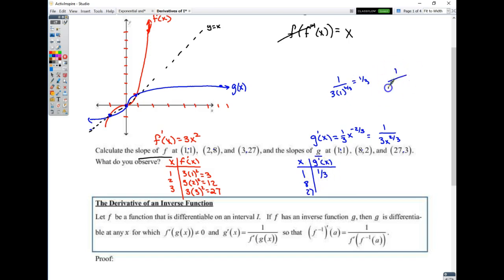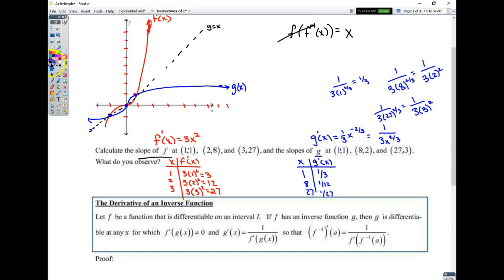If I do 1 over 3 times 8 to the 2/3, what I ask myself is, what is 8 to the 1/3? The cubic root of 8 is 2, so this becomes 1 over 3 times 2 squared. 2 squared is 4 times 3 is 1/12. And if I do 1 over 3 times 27 to the 2/3, the cubic root of 27 is 3, and I get 1 over 27.